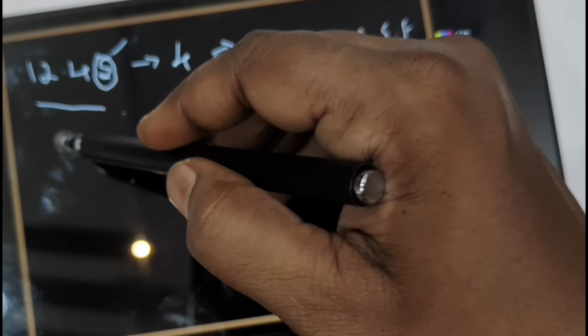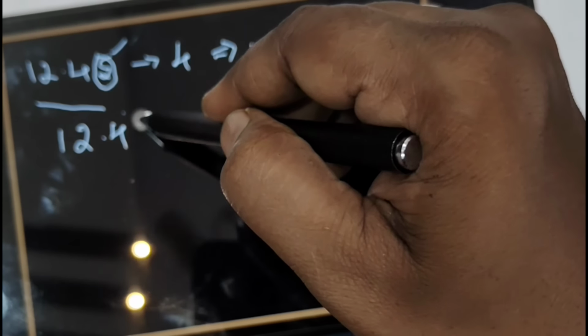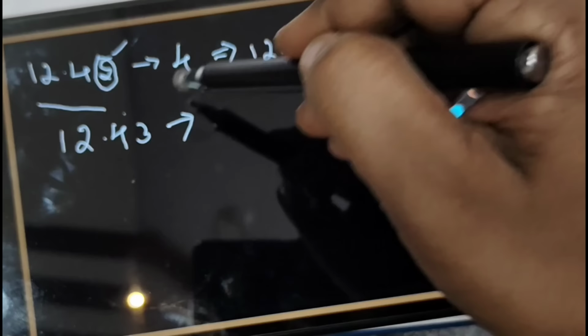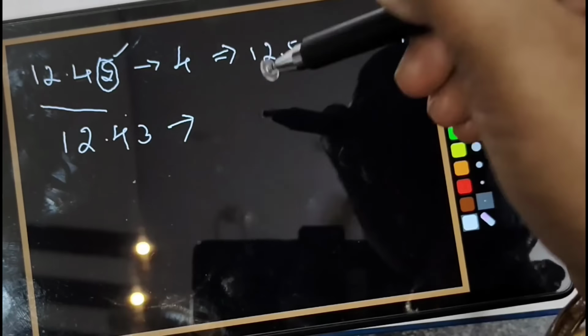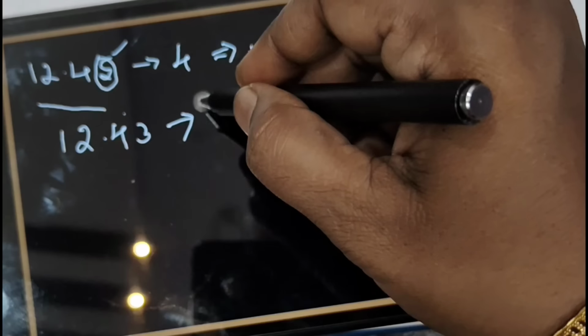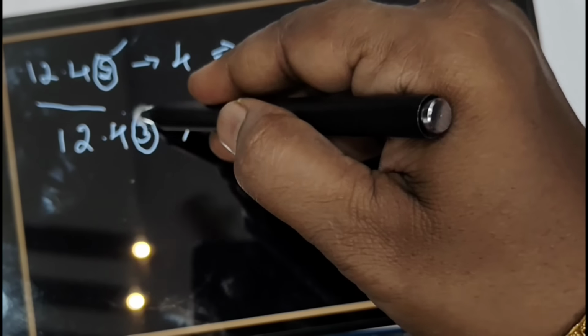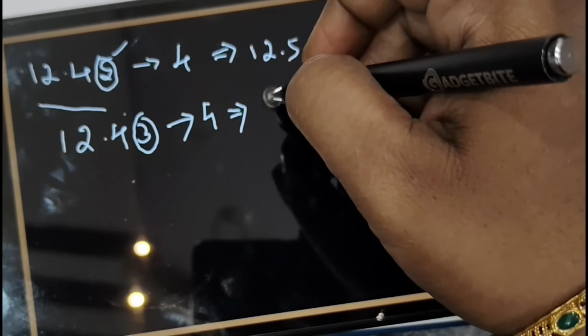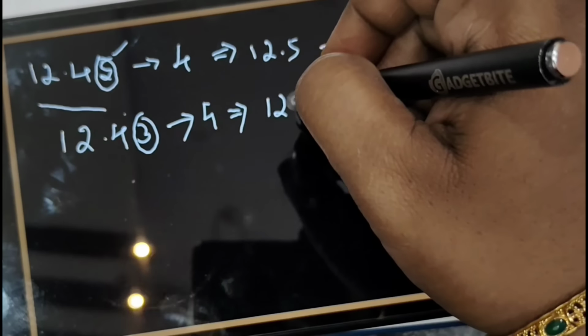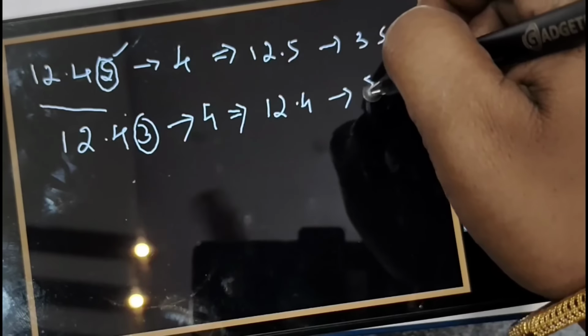Okay, so suppose it was 12.43 and round off to 3 significant figures. Originally it is 4 significant figures. Then we can omit the last digit because it is less than 5. So we can just write it as 12.4. So we now have 3 significant figures.